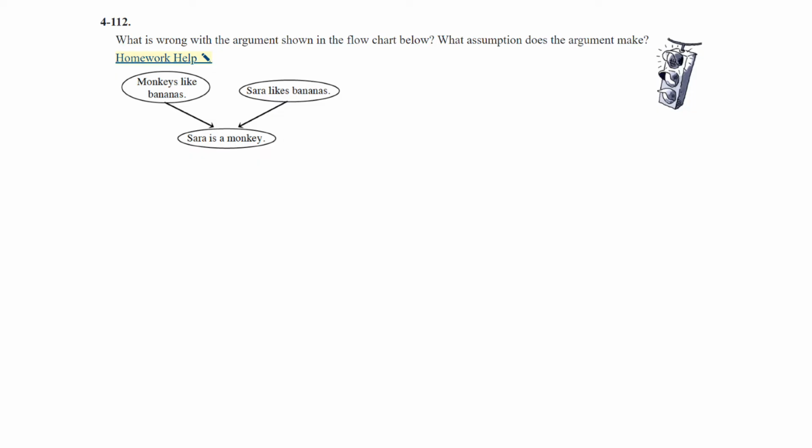So the problem with this is that when it says Sarah likes bananas and then it goes to Sarah is a monkey, then we are assuming that everyone who likes bananas is a monkey. So that's in terms of the assumption that is made here. And so we would have to switch these around. But Sarah likes bananas, once again, implies that Sarah is a monkey, which means everyone would be a monkey. So that's what is wrong with the argument.